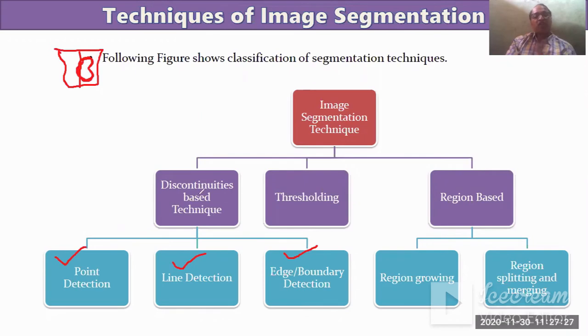So that is discontinuity based technique. Okay, so it is point detection, line detection, and edge detection. Another is thresholding, which we already know. And third next is region based, or similarity based technique.